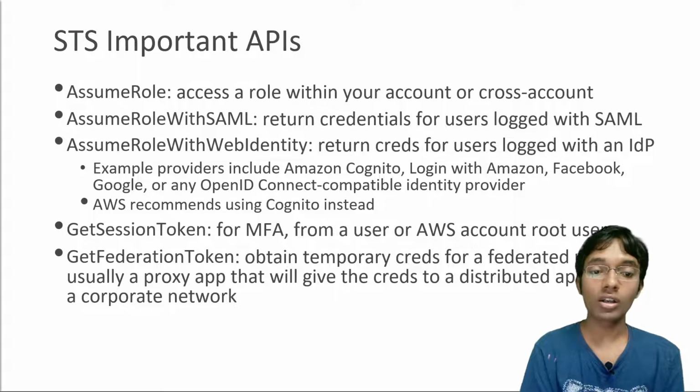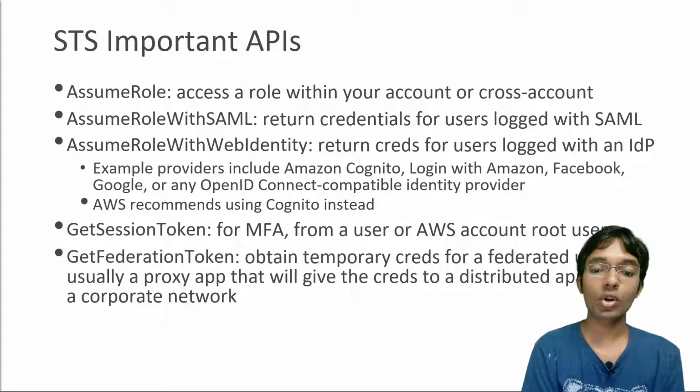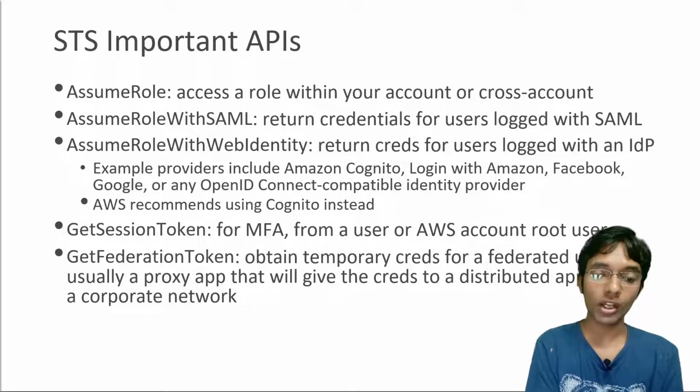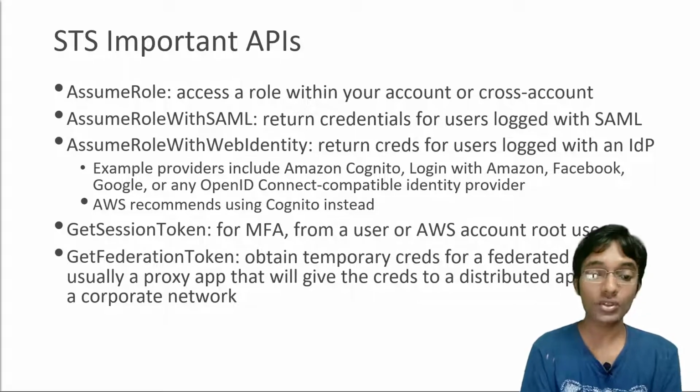And overall, just so you know, right now AWS does not recommend using the AssumeRoleWithWebIdentity API anymore. It recommends using Cognito instead. Then we have GetSessionToken, which is used for MFA, multi-factor authentication, when we log in using MFA to get the credentials back. Or GetFederationToken, which is usually to get temporary credentials when we have a federation using a proxy app, for example, when we have something that distributes tokens within a corporate network.